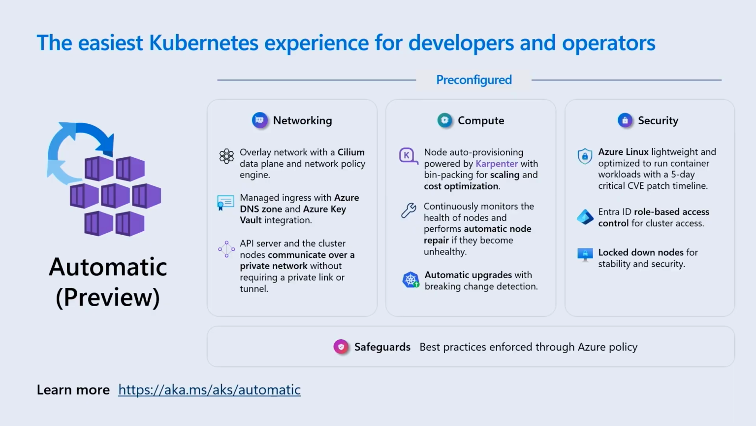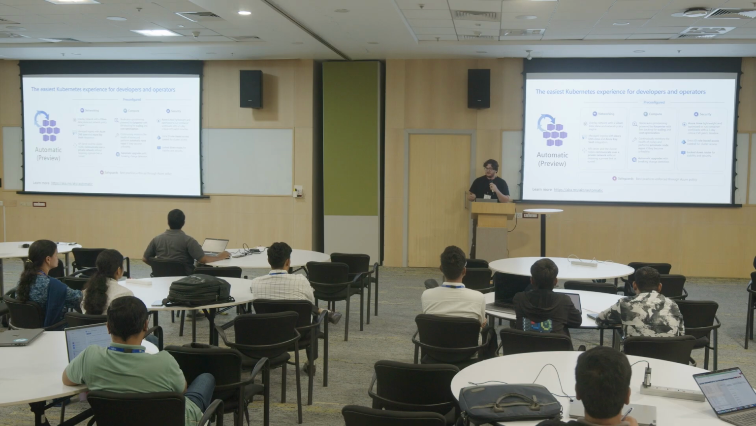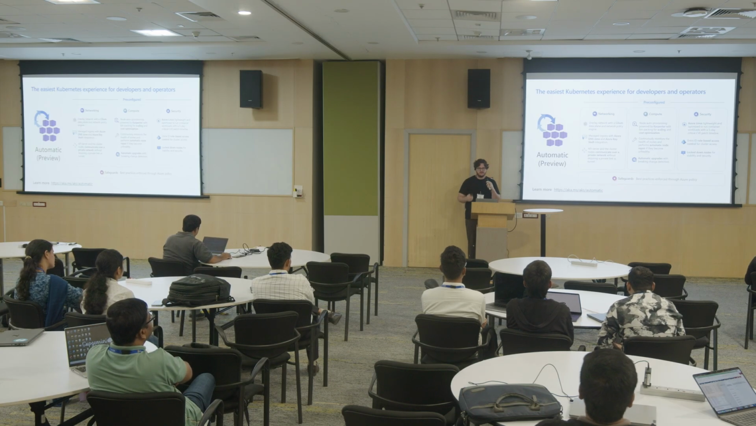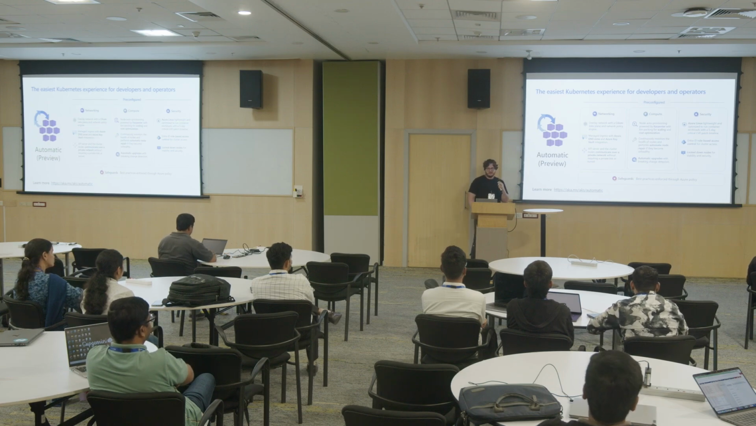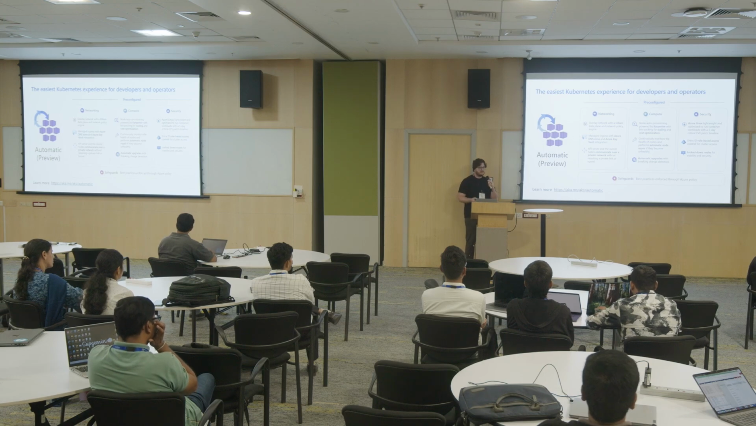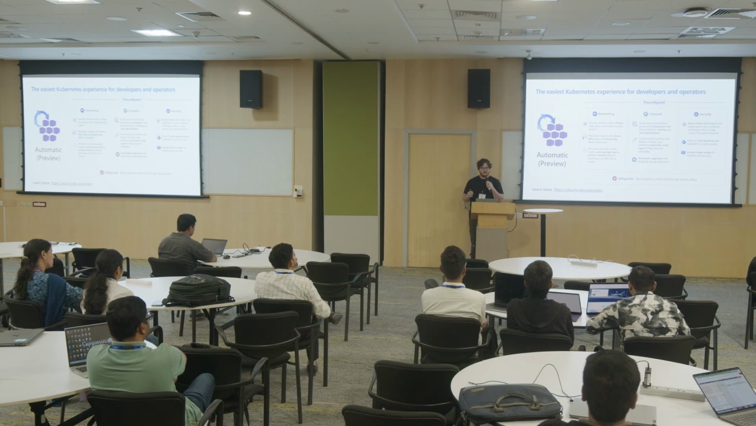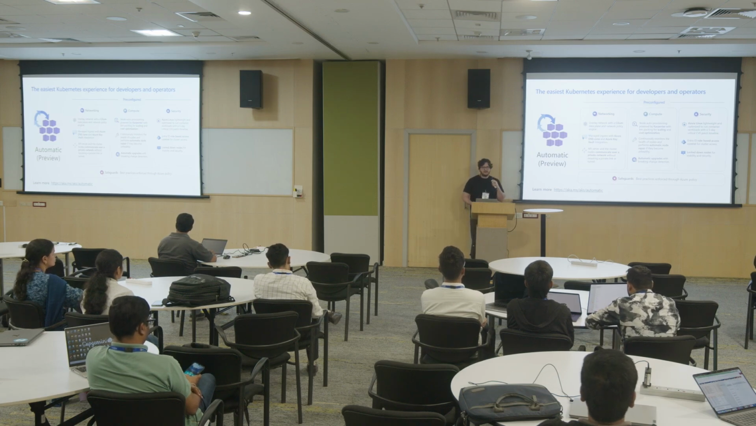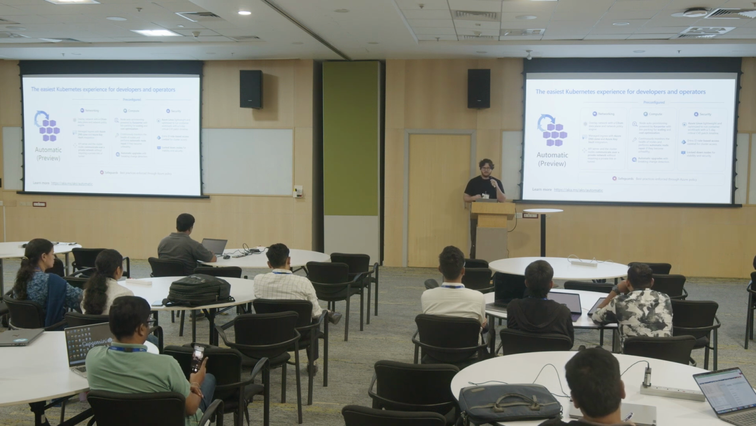To address this, we created AKS Automatic, the easiest Kubernetes experience for developers and operators. AKS Automatic is built to simplify running Kubernetes by coming pre-configured with best practices for networking, compute, and security, as well as abstracting away all of the configuration knobs. So this will let newcomers who are frequently overwhelmed by Kubernetes to get started quickly without having to worry about configuration. AKS Automatic also has safeguards in place that prevent and in some cases solve many of the common workload configuration issues that result in reliability or security problems.